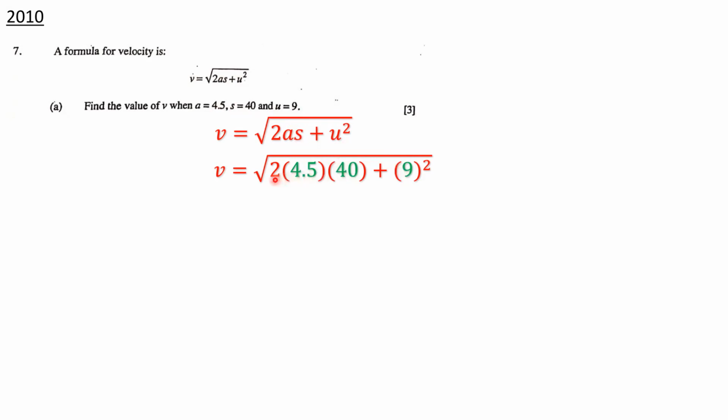All right. What is 2 times 4.5 times 40? 2 times 4.5 times 40 is going to be equal to 360. And we know that 9 squared, which is 9 times 9, is going to be 81. So we do 360 plus 81. We're doing what's inside of the square root first. And that's going to give us 441. And so V is going to be equal to the square root of 441. The square root of 441 is definitely 21. And so that means that V is equal to 21.